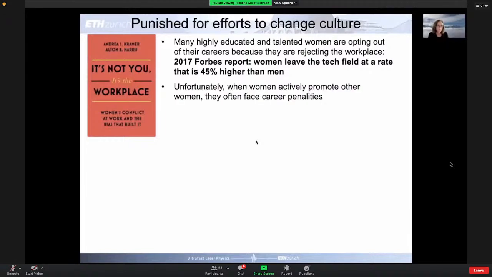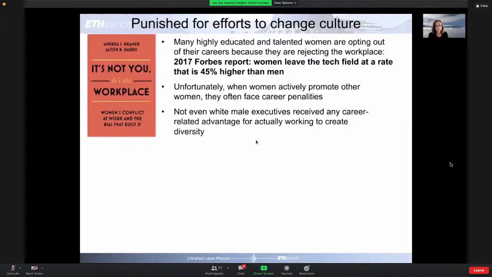Unfortunately, when women actively promote other women, they often face career penalties. Not even white male executives receive any career-related advantage for actually working to create diversity. So let me go back to my case.